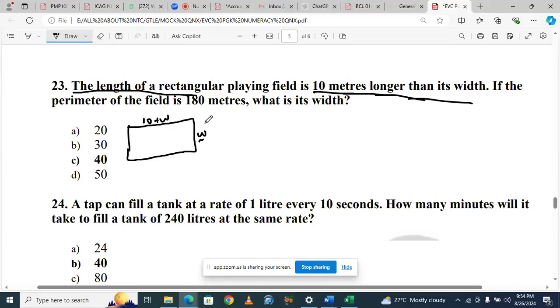Now, the perimeter of the field is 180 meters, so this brings us to the perimeter formula. Perimeter is equal to 2 into bracket L plus W. Is that okay? The question says perimeter is 180. So I write 180, bring the 2. Now L is 10 plus W, so I open 10 plus W. And then W we don't know, so it's still W.